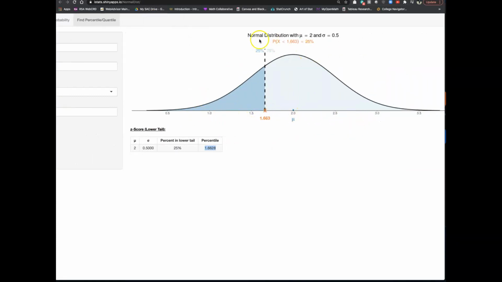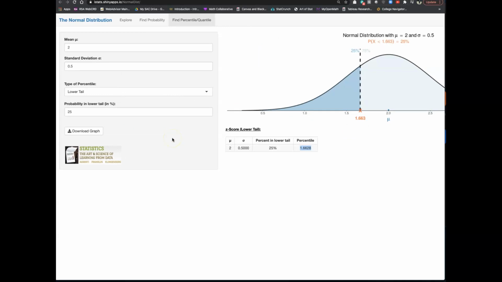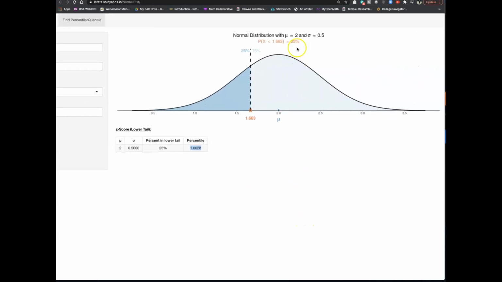This is your bottom 25%. You can see here's your 25 and here's your top 75. So that's how we would use it to find percentiles when you have your normal distribution with your mean and standard deviation.